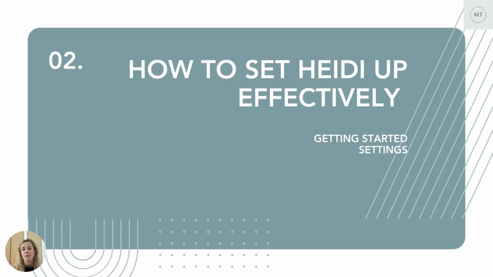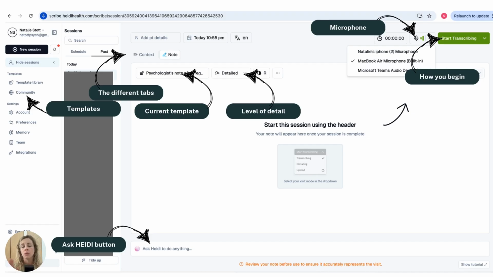I'm going to go through how to set Heidi up effectively. This is what you will see if you log on. So you can see I've labeled all the different tabs. This section here is your microphone. You need to let Heidi know how to be able to listen to you. If you use headphones, then you need to use the Heidi Health app, which you can download for free. If you're using Heidi on a web browser, you won't have that option. You'll have to use speakers and it will have to have a microphone that can hear both of you.